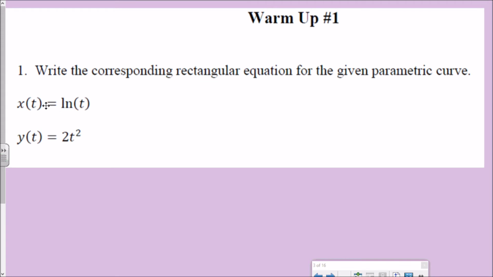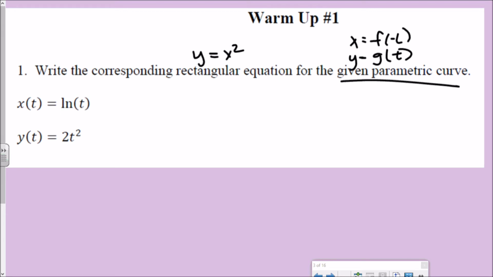So here's the warm-up. It says write the corresponding rectangular equation for the given parametric curve. Remember, parametrics are when you have an x and a y and they're both related to some function of t. We are going to change them back into their original form, something like y with x squared. So that's the goal. The process to do this is solve for t, and then plug that in for the t here.